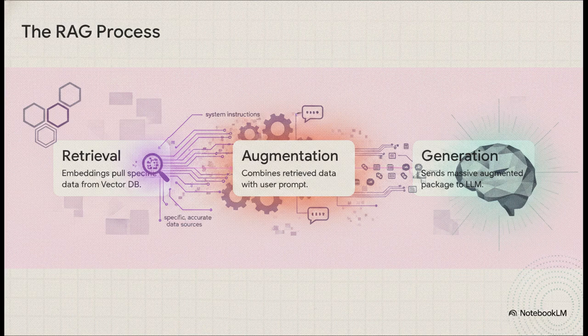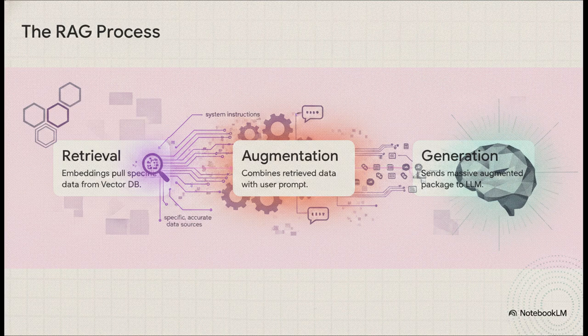First is retrieval. Your user prompt is converted into what's called an embedding, which basically searches a vector database to pull specific, highly accurate data sources. Second is the augmented phase. The system takes those freshly retrieved facts, combines them with the system's core instructions, and tacks on your original prompt. Finally, the generation phase. That massive, context-rich package is sent over to the LLM to generate the output.